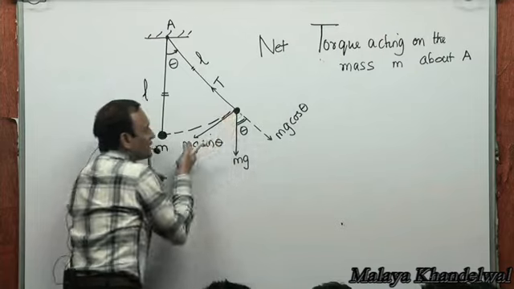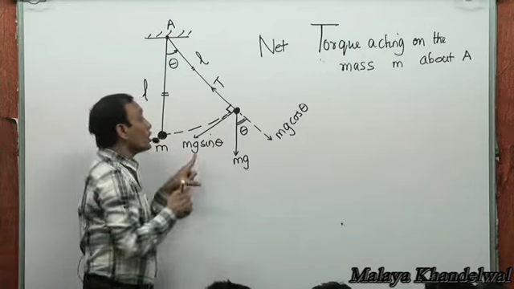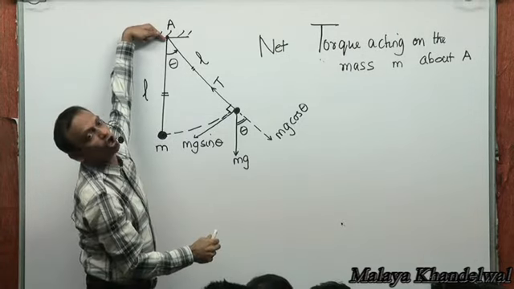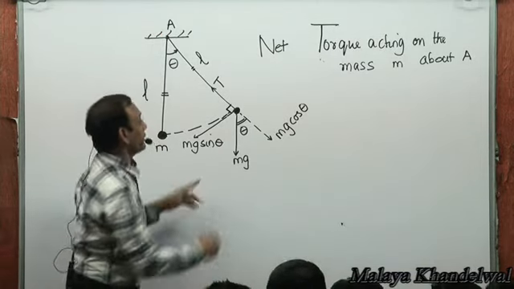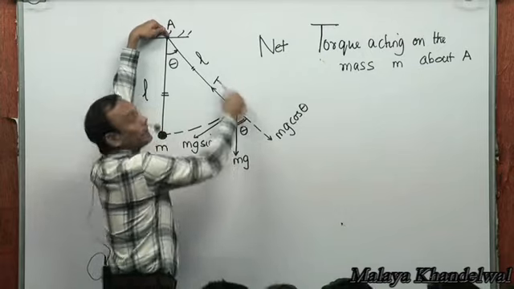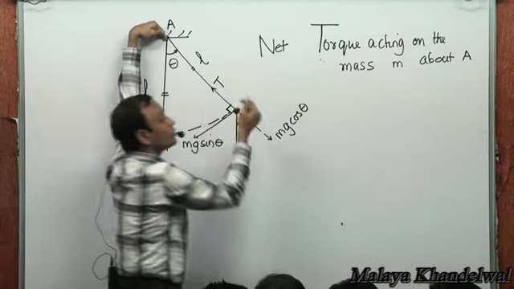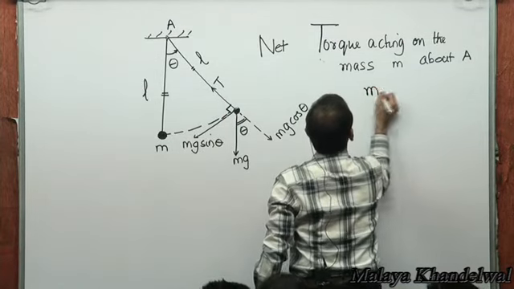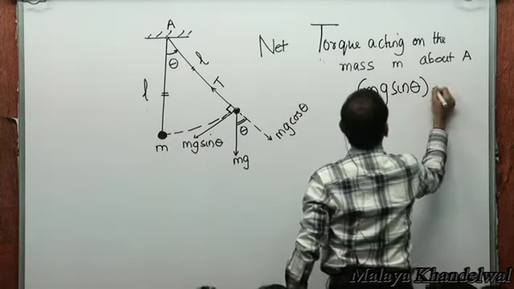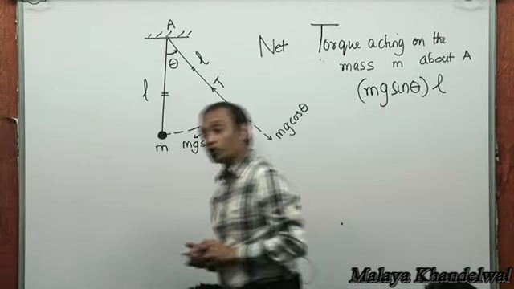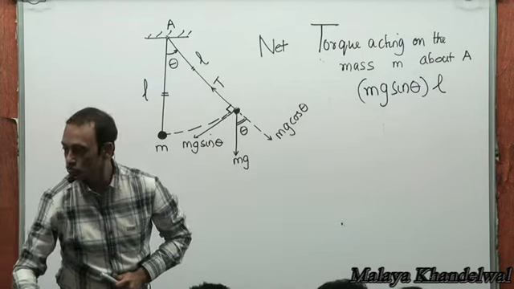Realize that mg sin theta is along the tangent and therefore perpendicular to L, right? Mg sin theta produces a non-zero torque about A. Mg sin theta into L, the perpendicular distance of A from the line of action of mg sin theta, right? So it's mg sin theta into L that is the magnitude of the net torque acting on m about A. Yes or no? Right?